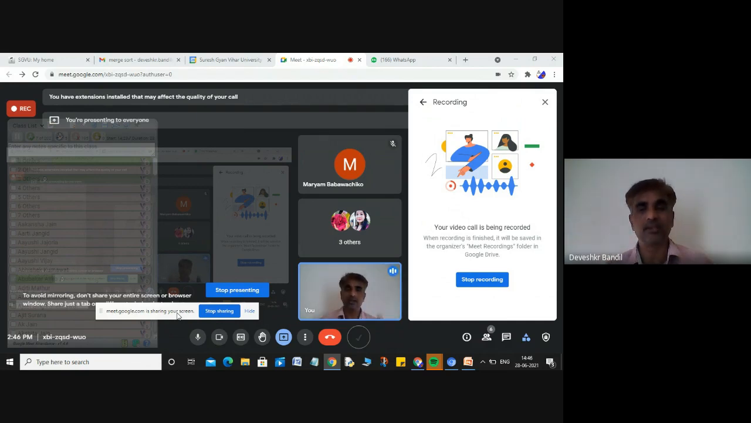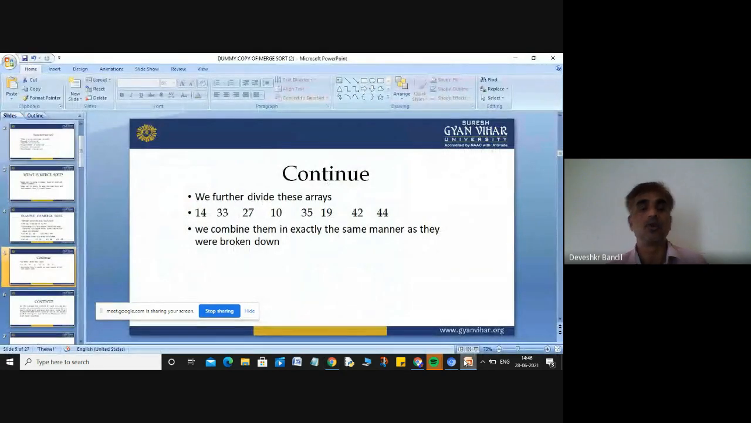And in the third step, B assignment operator C means the value of the third variable will be assigned into B. After executing these three statements, the A variable will take the value of the B variable, and the B variable will take the value of A. Means after swapping, 10 will take the value of 27, and 27 will take the value of 10.